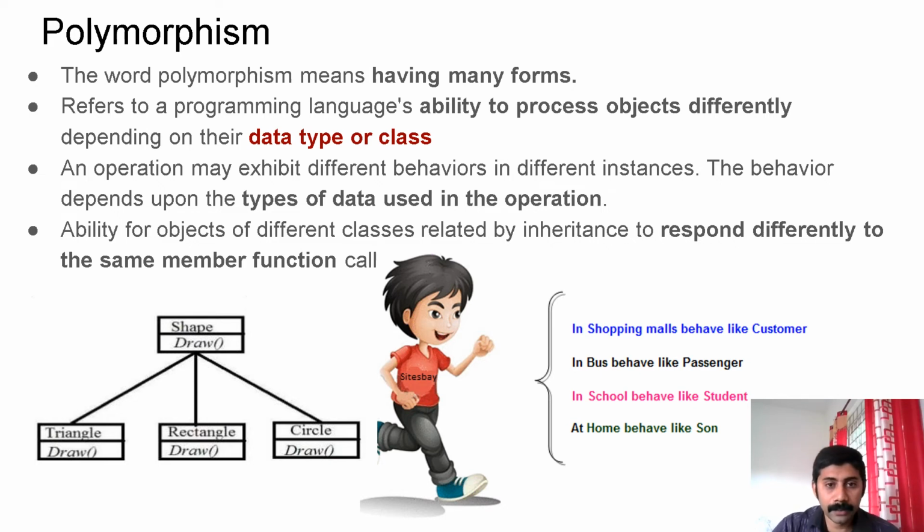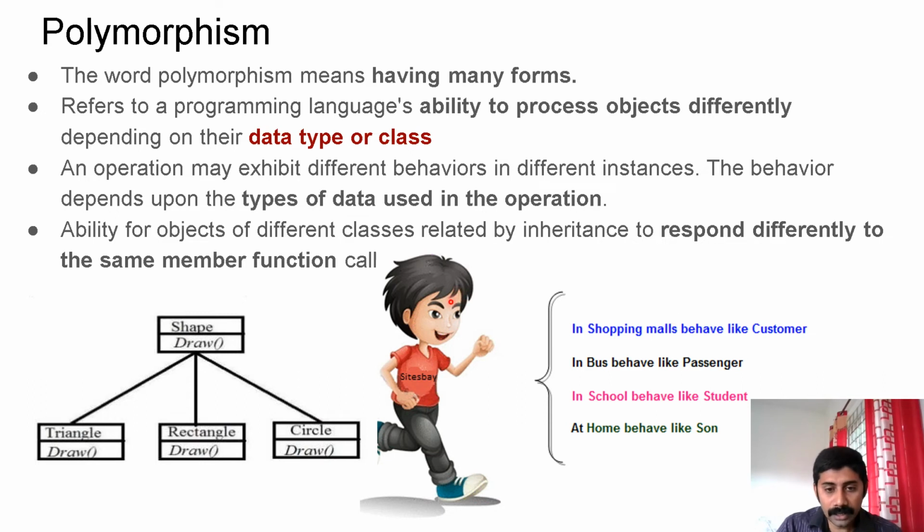Another object-oriented concept is polymorphism. The word polymorphism means having many forms. It refers to a programming language's ability to process objects differently depending on their data type or class. The operation may exhibit different behavior in different instances. The behavior depends upon the type of data used in the operation. The ability of objects of different classes related by inheritance to respond differently to the same member function call is termed polymorphism.